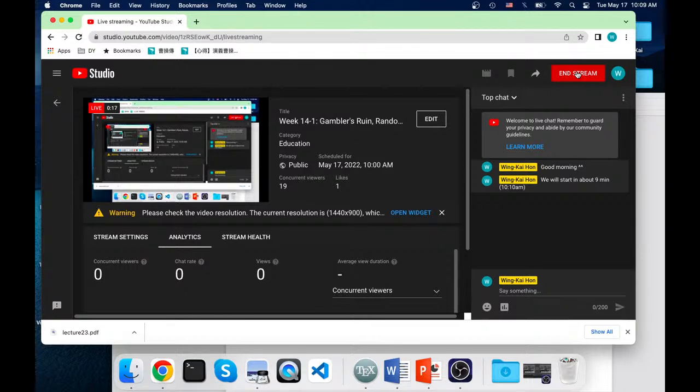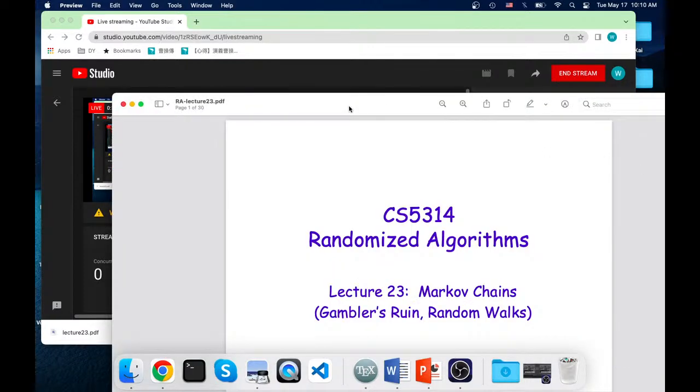So today we will talk about gambler's ruin and then random walks, and these topics are very similar to what we have studied before: how to use a Markov chain to help the analysis of some problem. Okay, so let's start now.